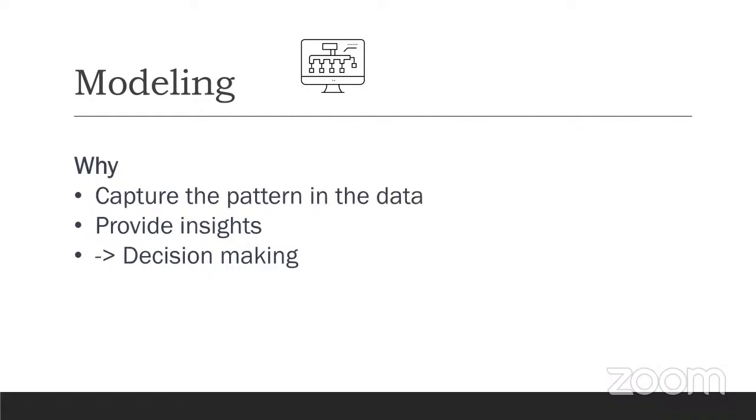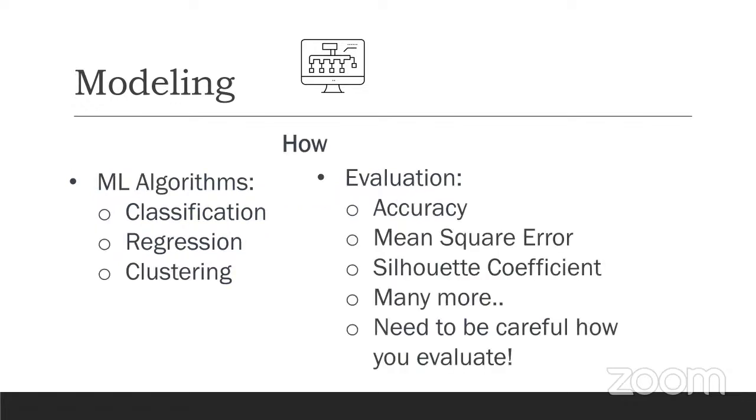Okay. So why do we do the modeling? We capture the pattern in the data, we provide the insight, and therefore we do decision making. How do we do this modeling? So again, with the ML algorithms, machine learning algorithms, there are classification models. Okay. There are regression models, there are clustering models. Okay. Look them up, see what they do.